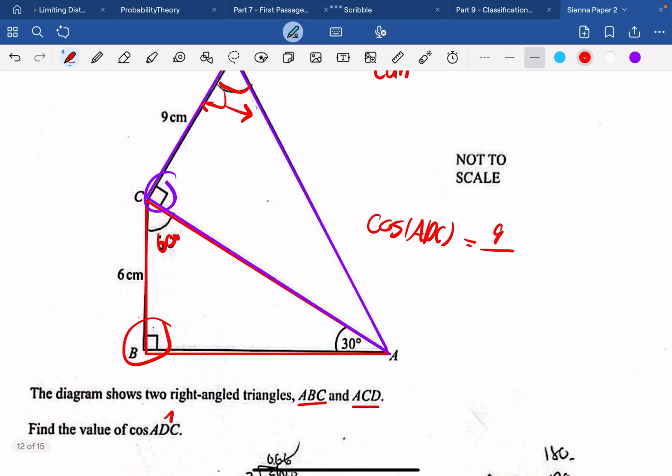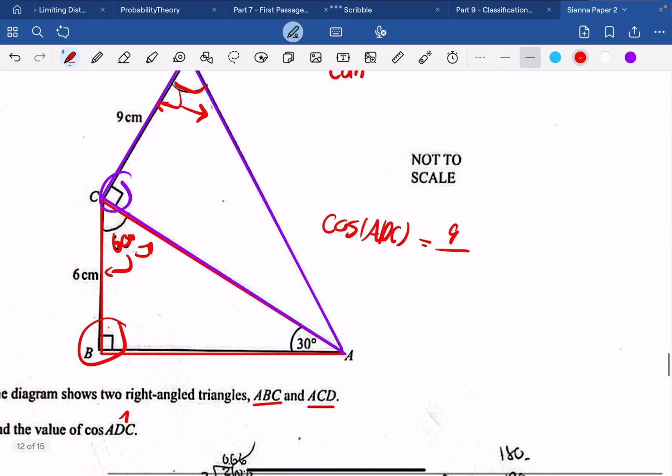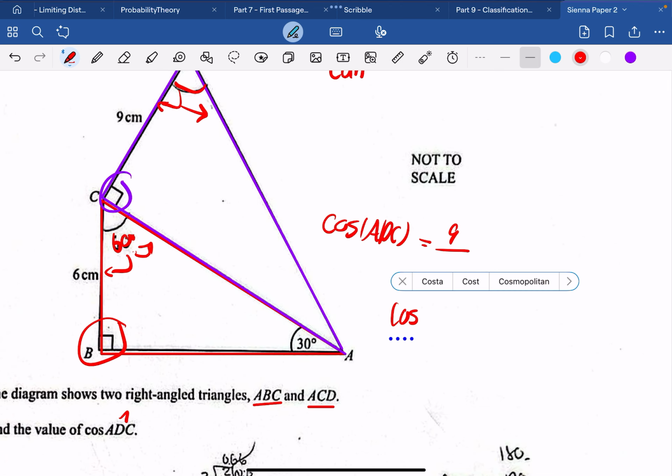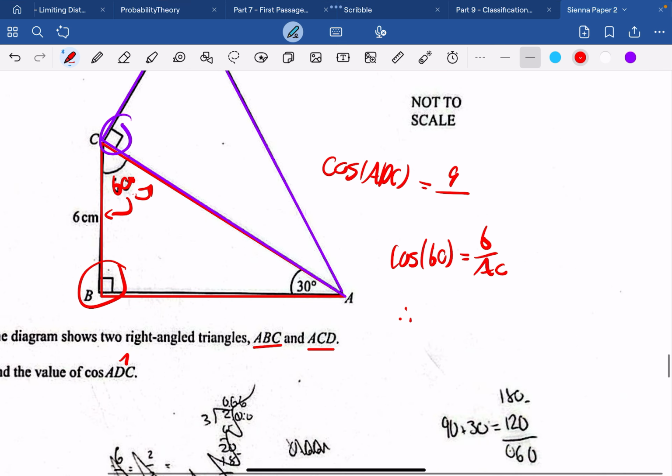Let's think about, we know this length, but we don't know this length. So what we could use is cos again, can't we? Because cos of 60 is 6 over AC. So cos 60 is equal to 6 over AC. Therefore, AC is equal to 6 over cos of 60.